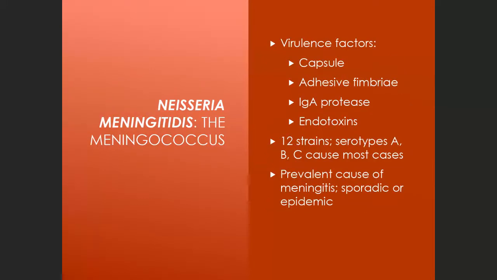Okay, the next one is Neisseria meningitidis, which is the most common bacteria causing meningitis in humans. Additional virulence factors: they have capsule, fimbriae, IgA protease, and endotoxin. These are the virulence factors of Neisseria meningitidis. And again, this is the prevalent bacteria that causes meningitis in humans, especially babies, and can also cause epidemics.